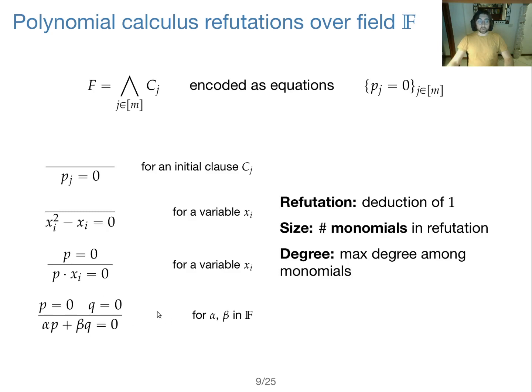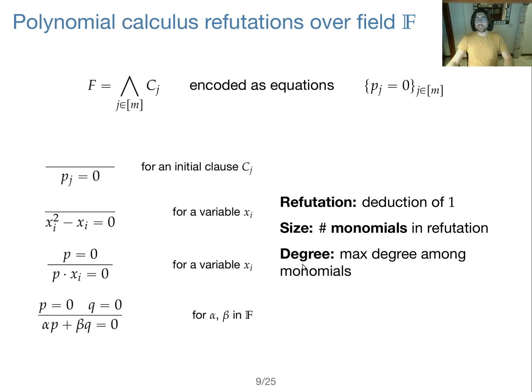If we have two polynomial equations, we can take any linear combination of them, and this is still a valid polynomial equation. In this system, a refutation is the deduction of the polynomial 1. The size of a refutation is the number of monomials in the refutation, the cumulative number of monomials, because counting the polynomials is not enough, because polynomials can be very, very large in terms of number of monomials.